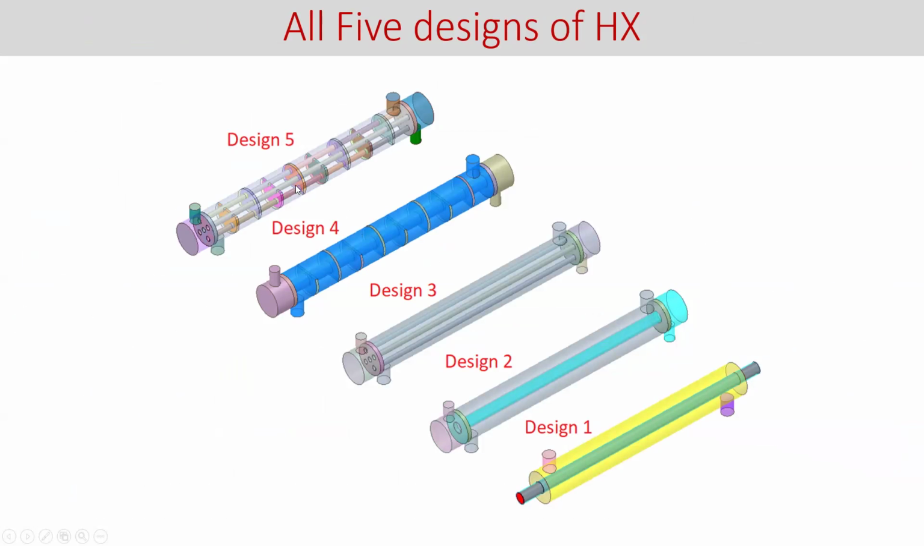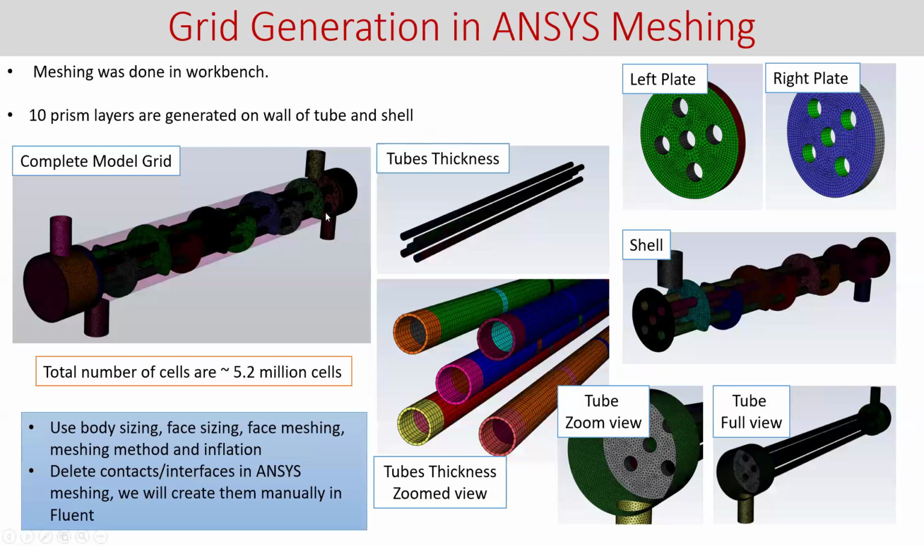From single tube, we are going for the 5 tubes, based on the same flow rate. And from without any baffles, we are going to introduce baffles, and the baffles will maximize the time and the contact region between the shell fluid and the tube fluid, so that we can have the maximum heat transfer. And the meshing is also discussed in detail here.